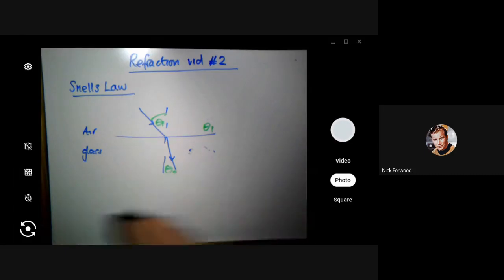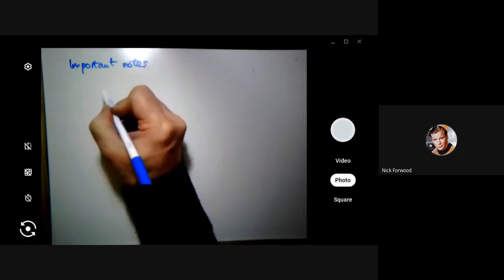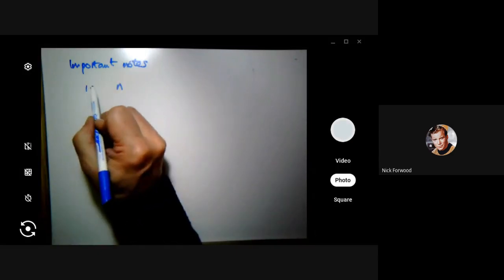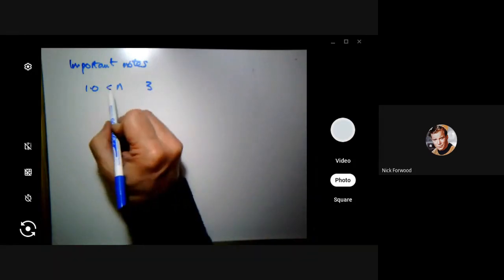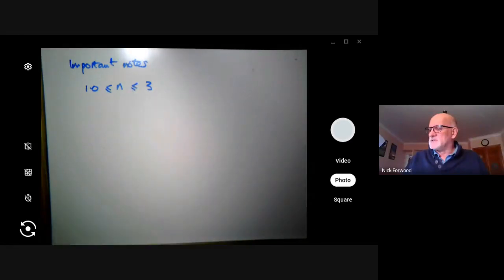Right, some important notes. Don't forget, if you can't keep up with me and my writing, you'll have to pause the video and get the stuff written down. So some important points or important notes. n is a number that lies somewhere between 1.0 and 3. So n is bigger than or equal to 1, but is less than or equal to 3. So it depends on how dense your material is.